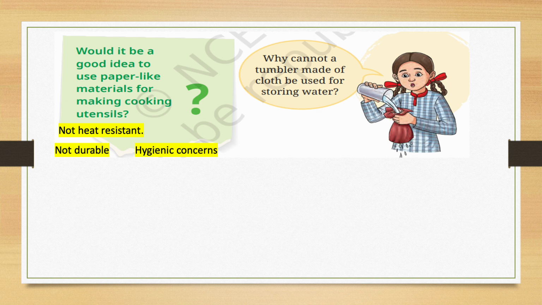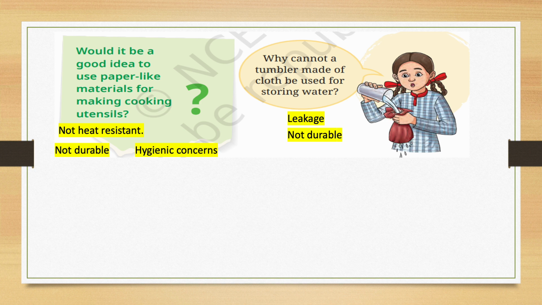Then, why cannot a tumbler made of cloth be used for storing water? A cloth tumbler would not be a good choice for storing water due to several reasons. First one is leakage. Cloth is porous, meaning water can easily seep through it, leading to spills and wastage.